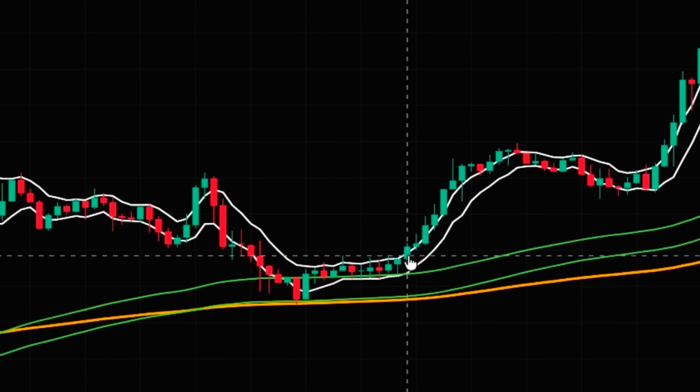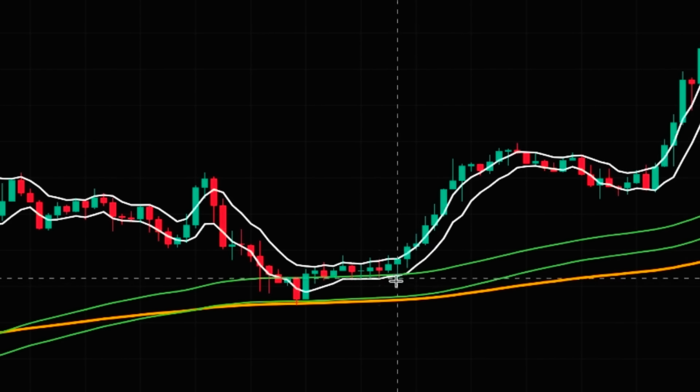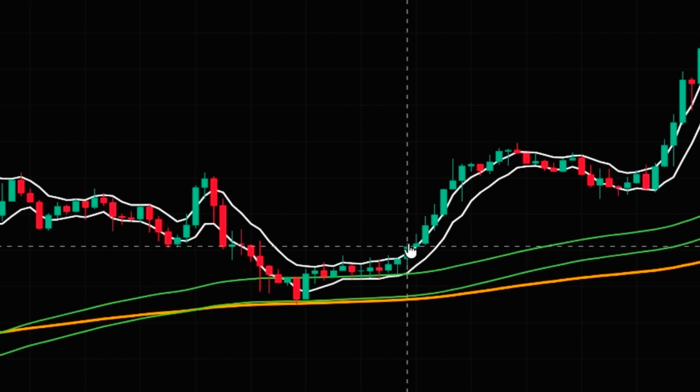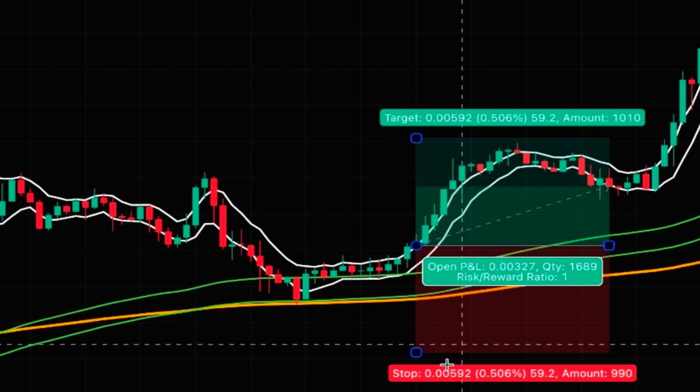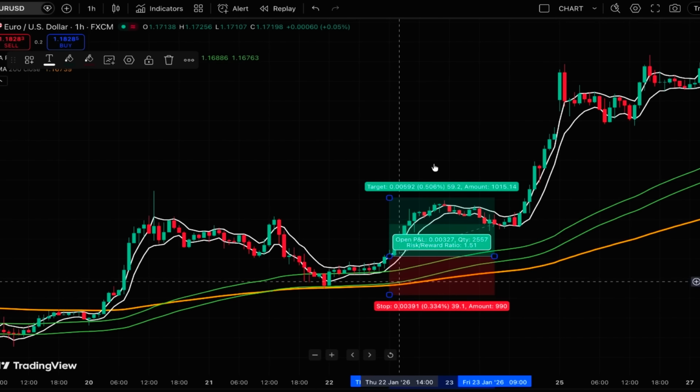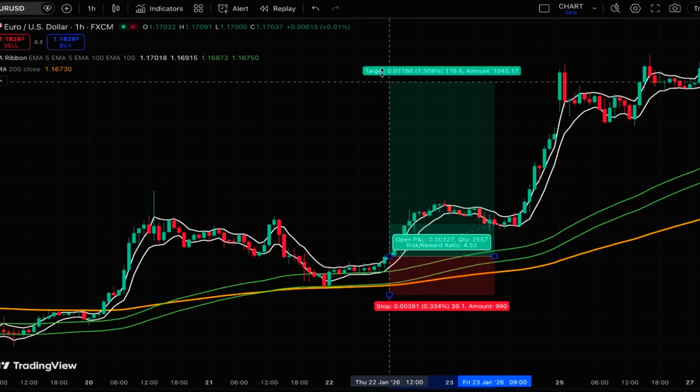Here you can see that we got a candle that is closed above the white channel, and this shows that probably the pullback ended and the price is gonna advance more. So here the buy signal is confirmed, and we could enter a long position at this point with the stop loss below the green channel and profit target at risk to reward ratio of 2.